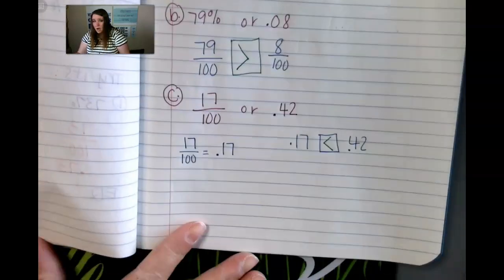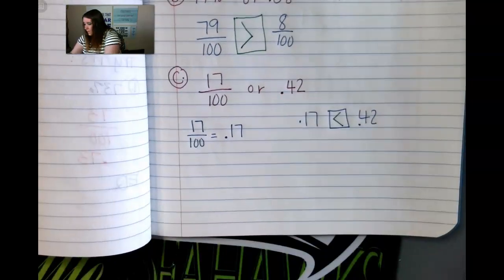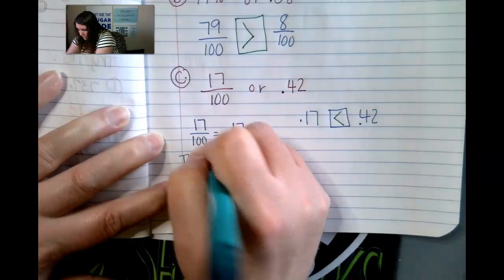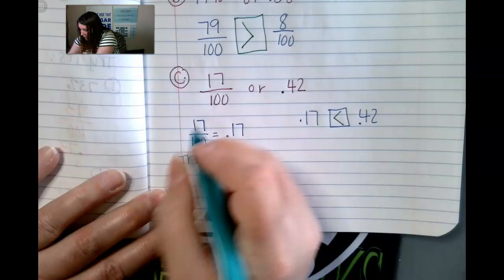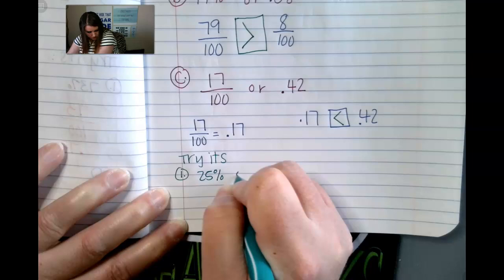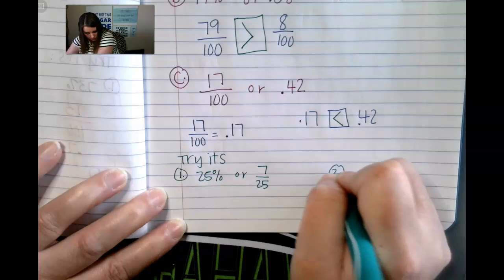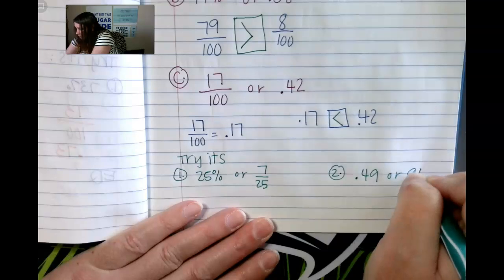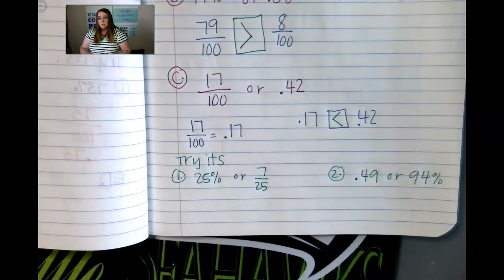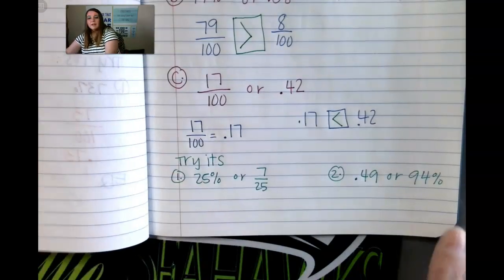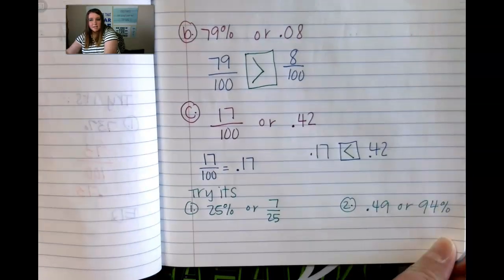All right, let's do some try-its. So here are your try-its for today on this topic. Number 1, compare 25% or 7/25ths, which one is greater? And number 2, which one is greater, 49/100 or 94%? Okay, go ahead and hit pause right now so that you don't hear me talking and solving these for you, and then come on back when you are ready.